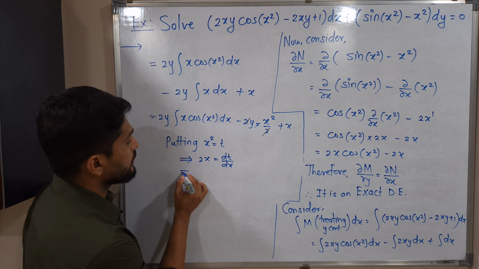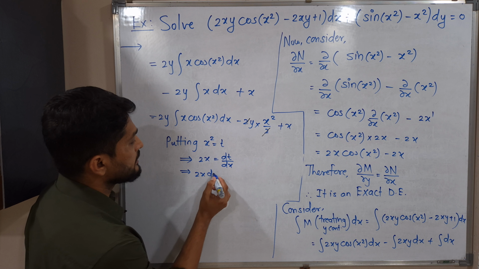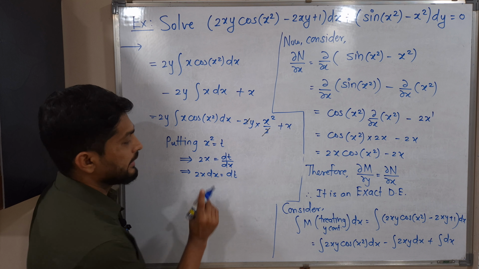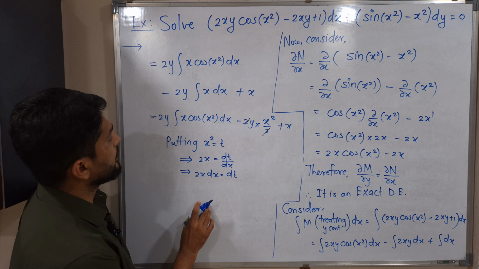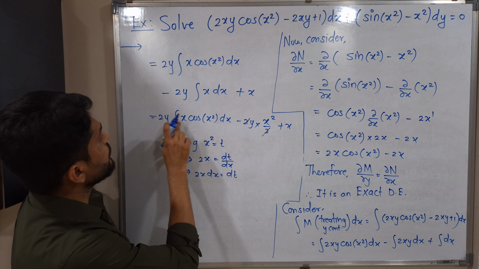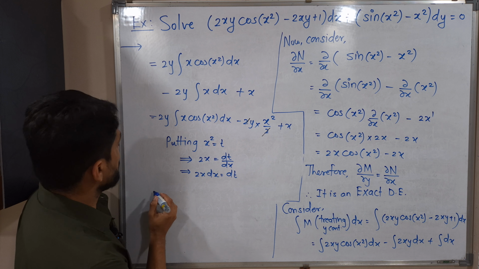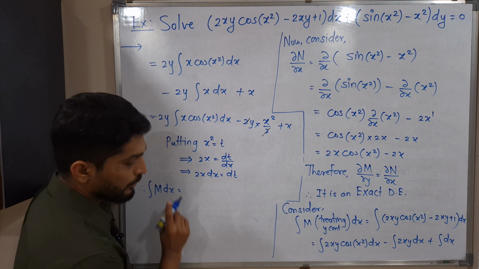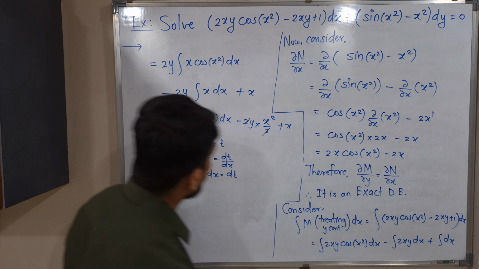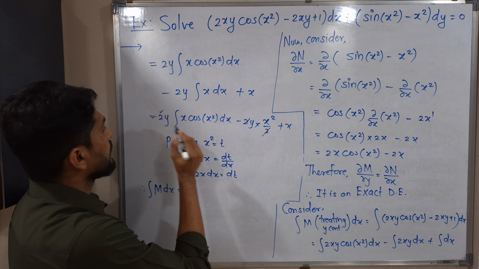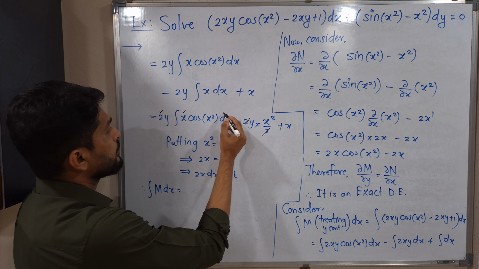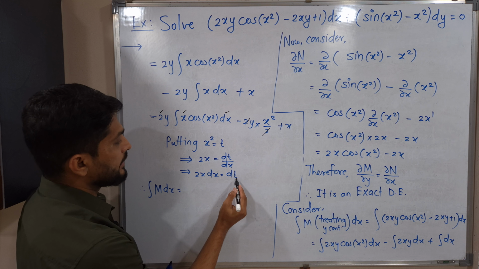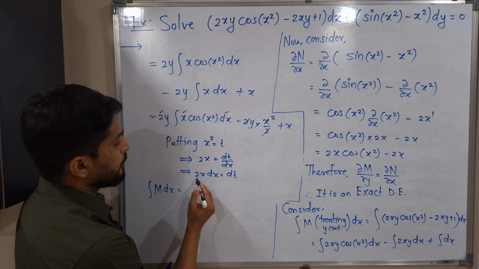Let us shift dx on this side. So 2x dx is equal to dt. Clear? 2x dx is equal to dt. See, we have this 2x dx in the integration. We have this 2, we have this x, we have this dx. These three terms, 2x dx, can be replaced by a single term dt. You are getting the point?